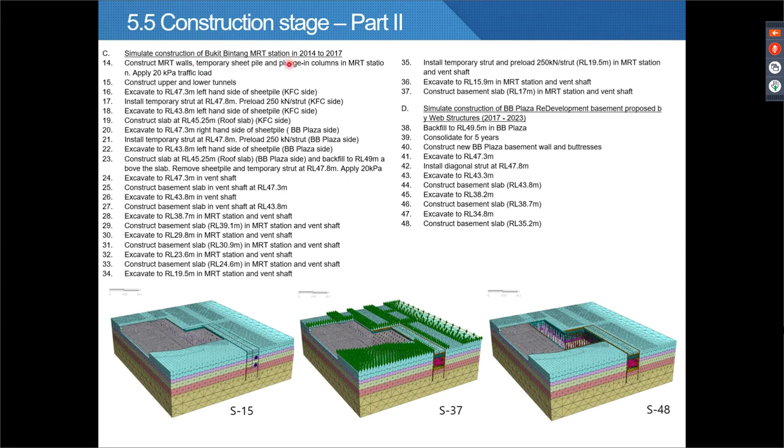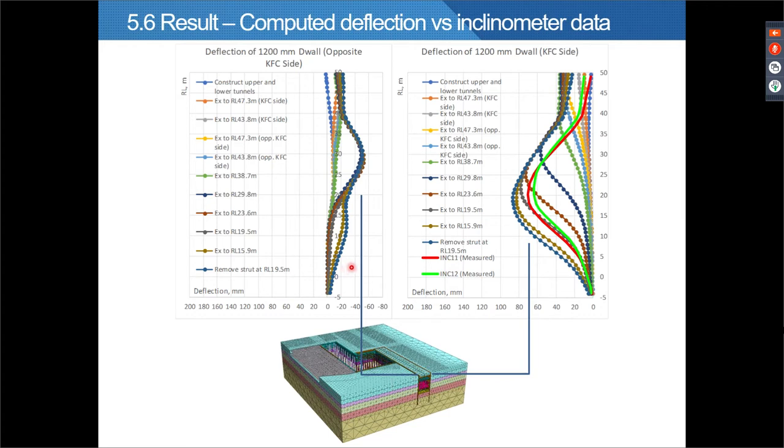We then simulate the construction of the tunnels and the five levels underground MRT stations and the vent shaft by sequential top-down constructions and reset the total displacement to zero. And this will bring us to 2017. We then backfill the old basement, the two-level basement. We then consolidate the ground for 5 years and then construct the inner walls for the new basement and buttresses butting the MRT substation. And finally, we simulate the top-down constructions for the new basement.